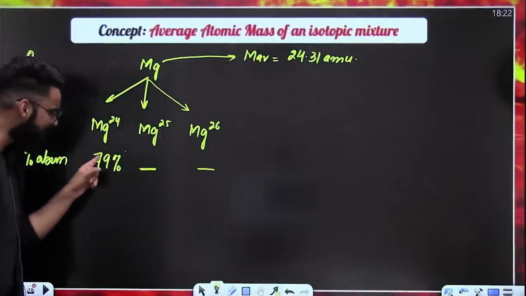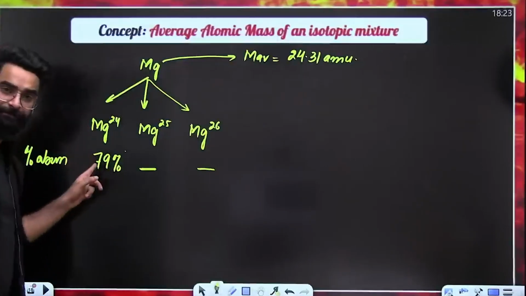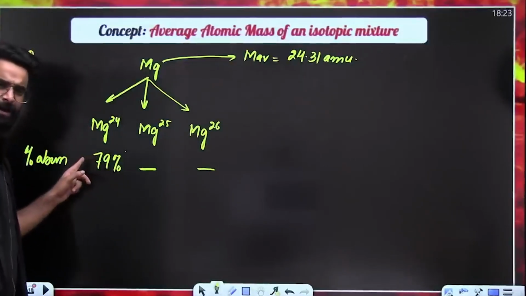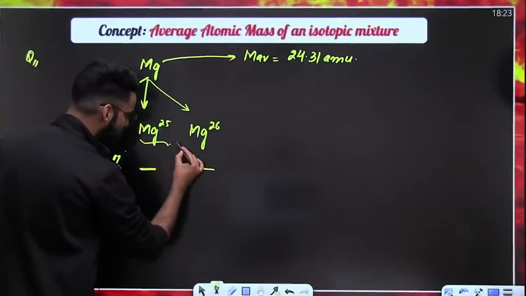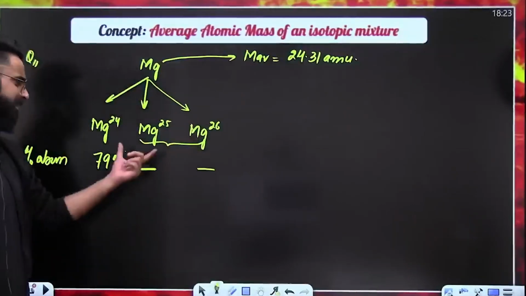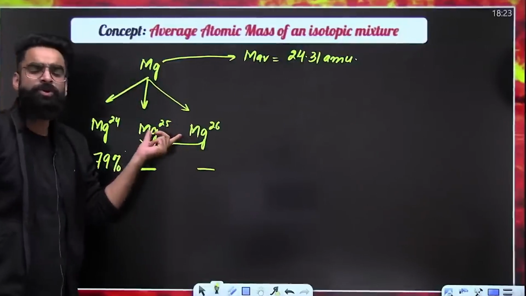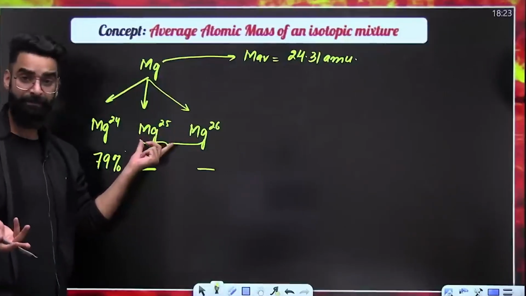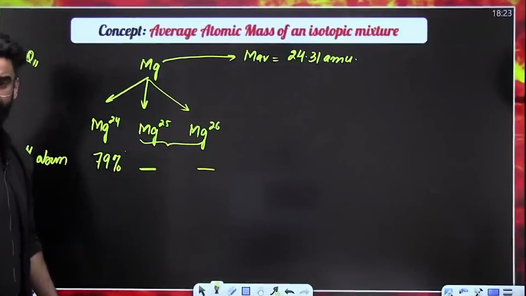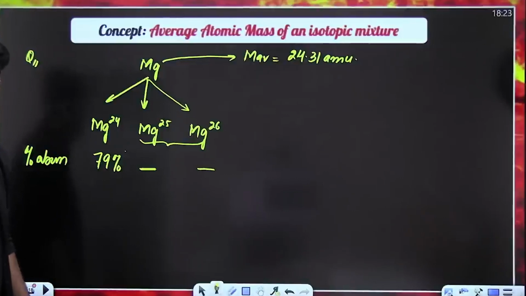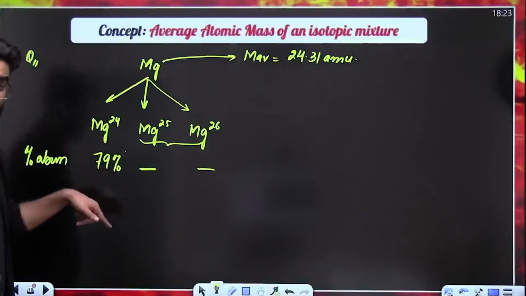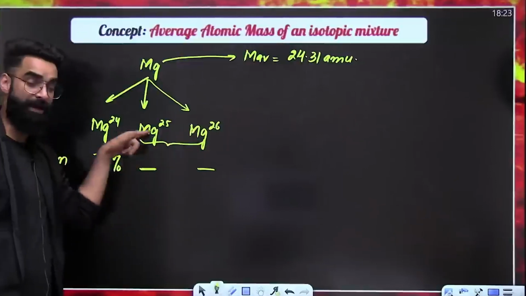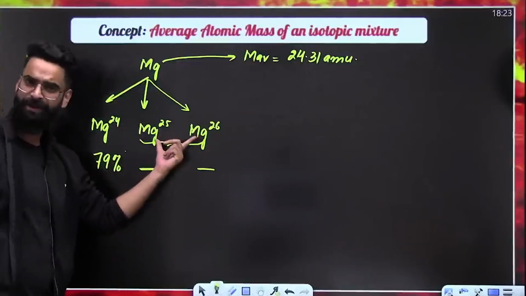The percentage abundance of the first isotope is 79. That means, what will be the percentage abundance of the remaining 2 isotopes? The percentage abundance of the remaining 2 isotopes has to be 21, because the sum eventually has to be 100. The percentage abundance of the first one is 79, so the remaining 2 isotopes have to be 21.